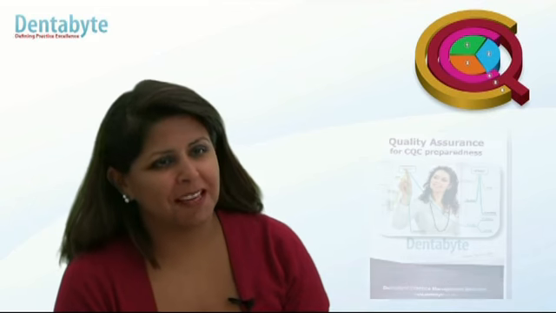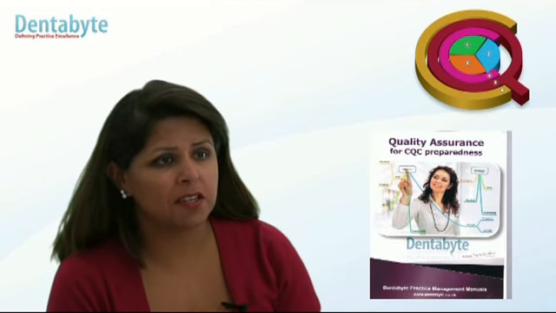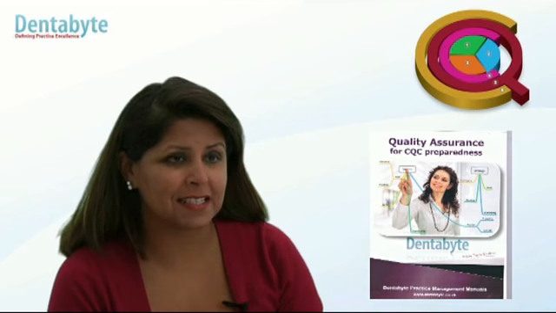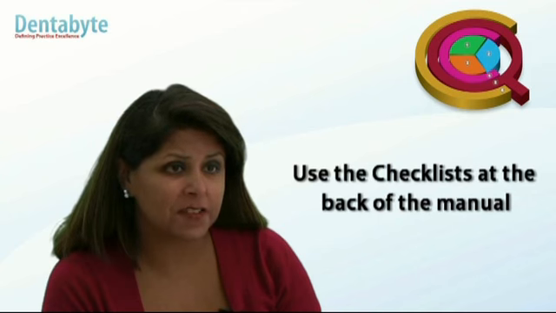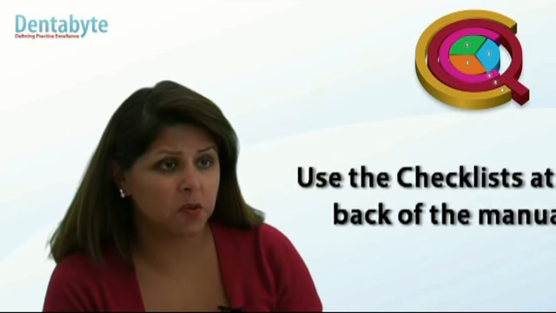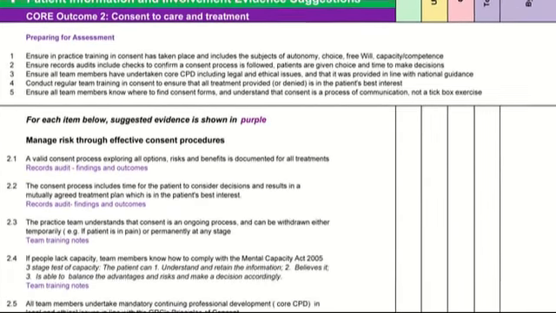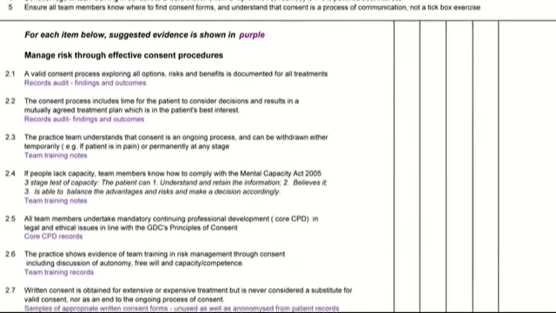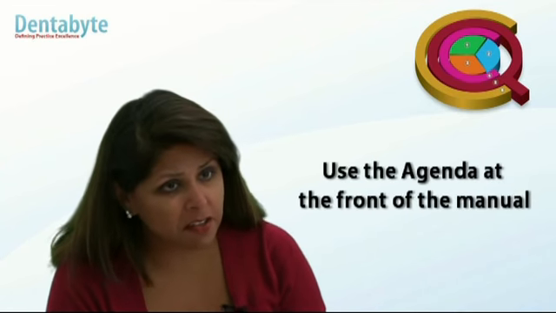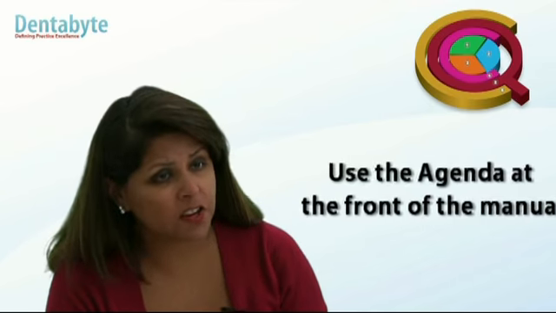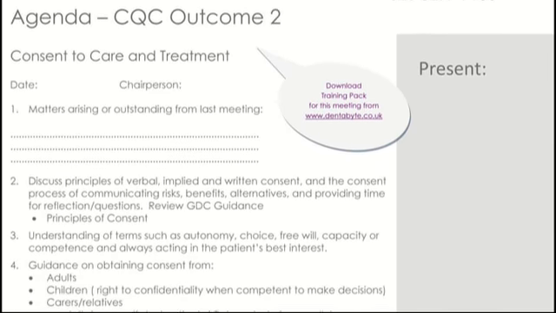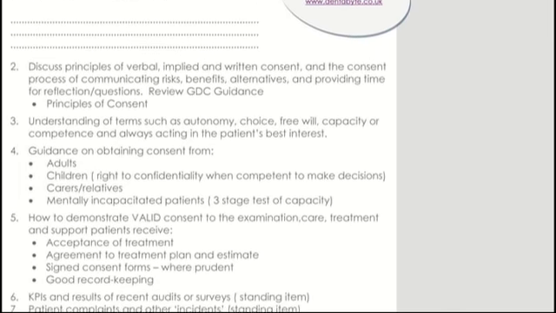Our practice management manual for CQC will help you reorganise your existing quality assurance practice systems in 3 steps. First of all, use the A3 checklist for this outcome from the back of the manual to audit your compliance. This gap analysis helps you to identify actions that will improve outcomes for people who use your services, in other words, your patients. Then use the agenda from the front half of this manual to conduct a training session for your team. It includes an attendance record, and a training pack is available from our website.